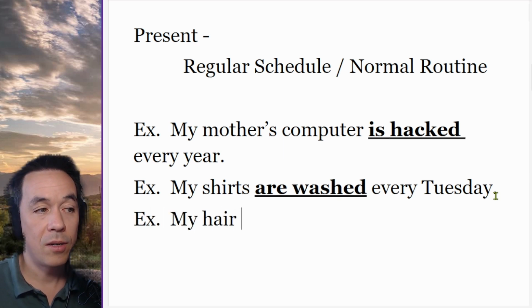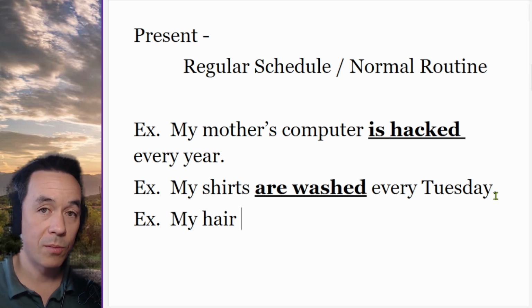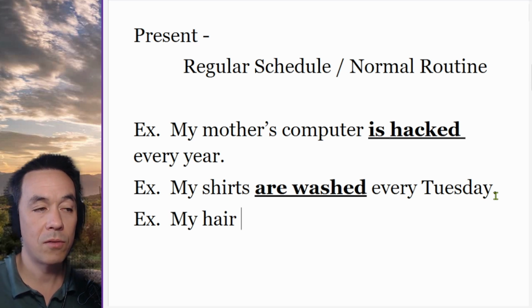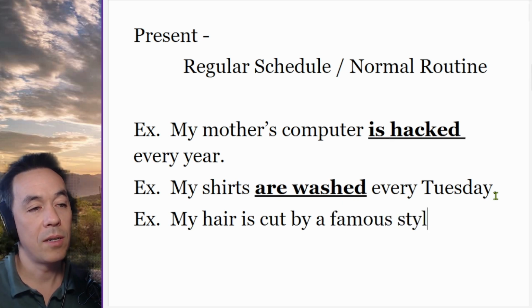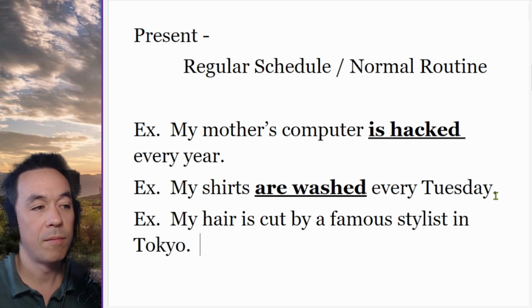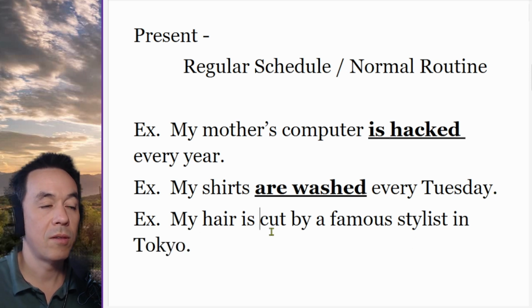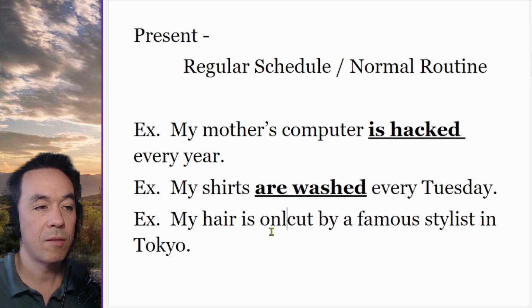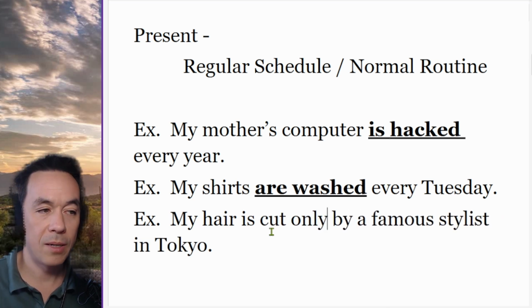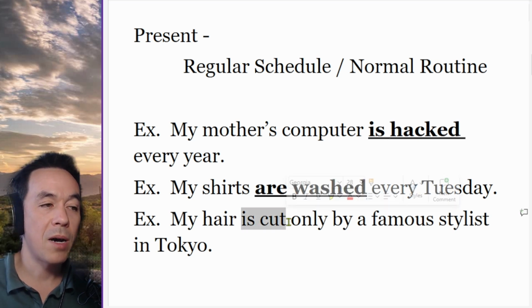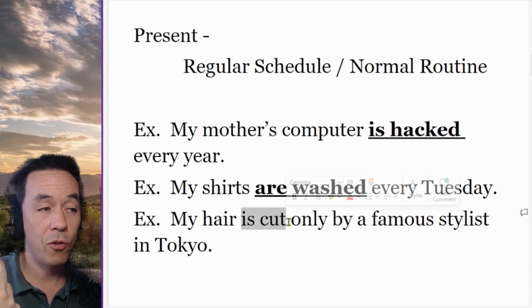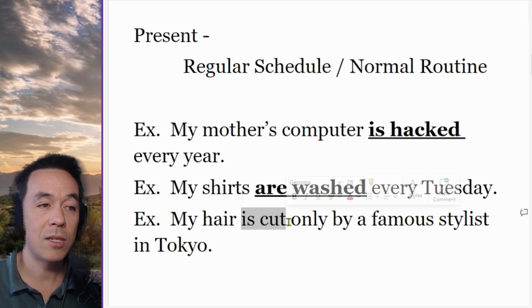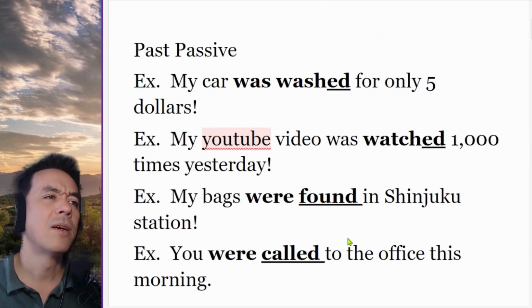Okay, let's get one more. How about my hair? Hair is uncountable, so it becomes a singular verb. So is cut by, let's say, by a famous stylist in Tokyo. My hair is cut only by. All right, so that means my normal routine, my normal system, is in Tokyo by this famous stylist.